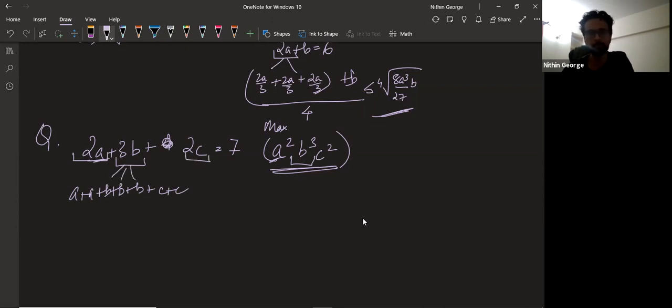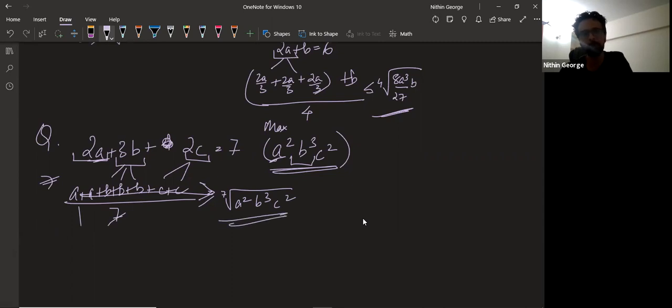Similarly, c square is there, so 2c goes into 2 parts: c plus c. Divided by these 7 items, the AM is greater than or equal to the GM, which is the seventh root of a square b cube c square. So this sum is 7. 7 by 7 is 1. So the maximum value a square b cube c square can take would be 2.